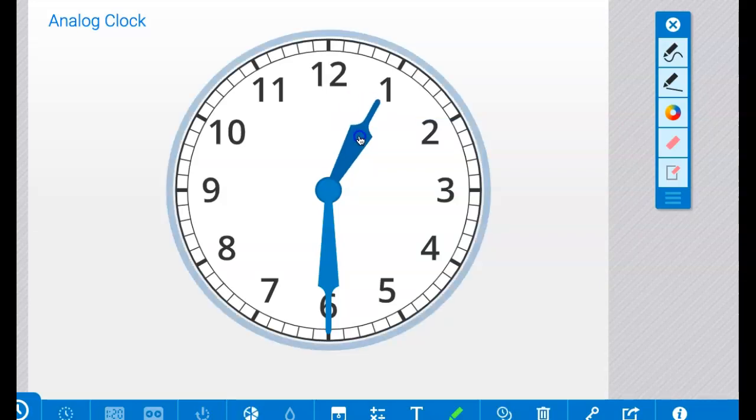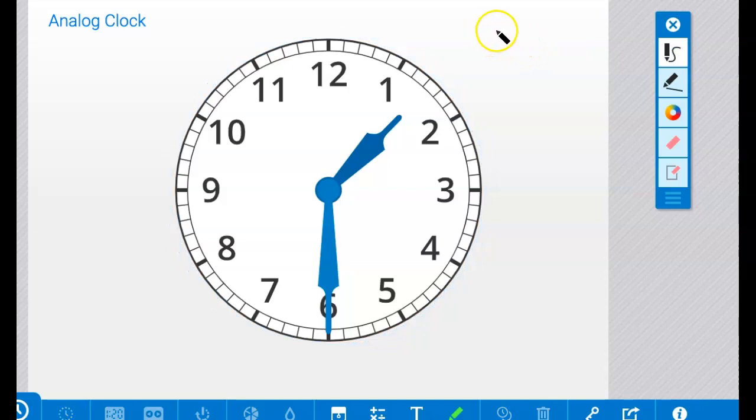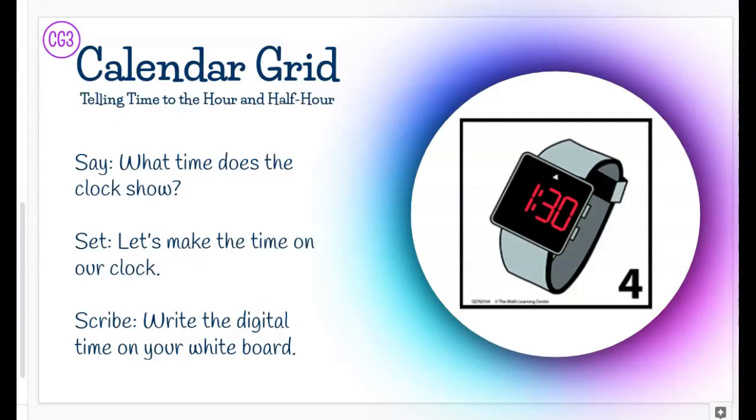You said to move it halfway between the 1 and the 2 to show that half of this hour has passed. To show 1:30, give yourself a pat on the back. Let's write this time. This time reads 1:30 or half past 1. We have a few more to look at. Let's look at our next one.